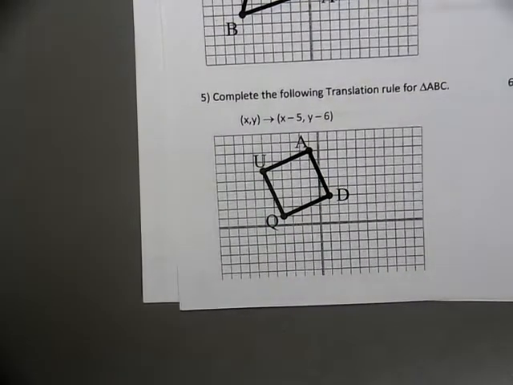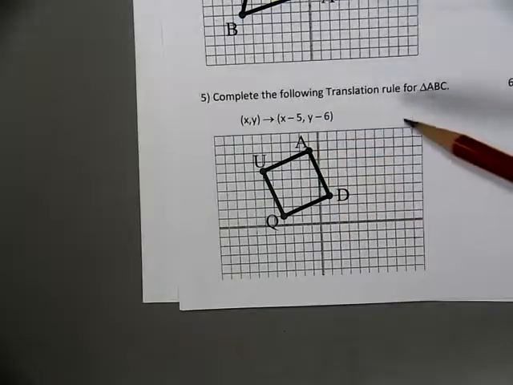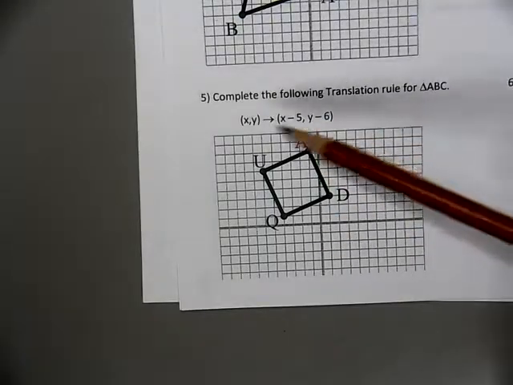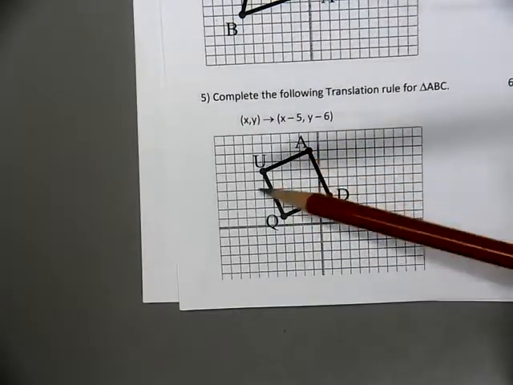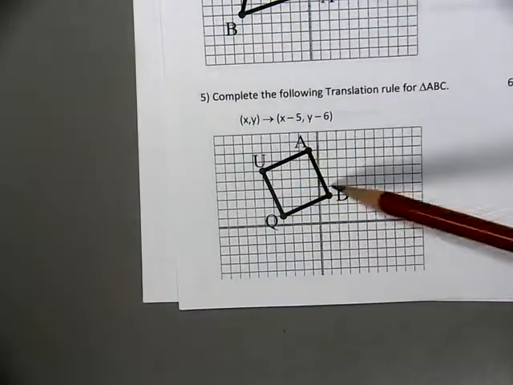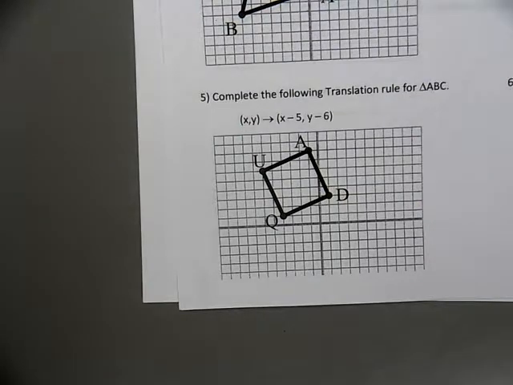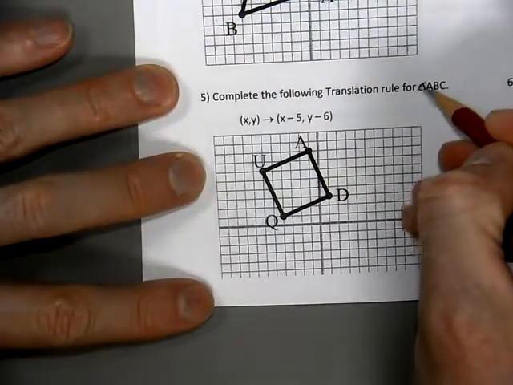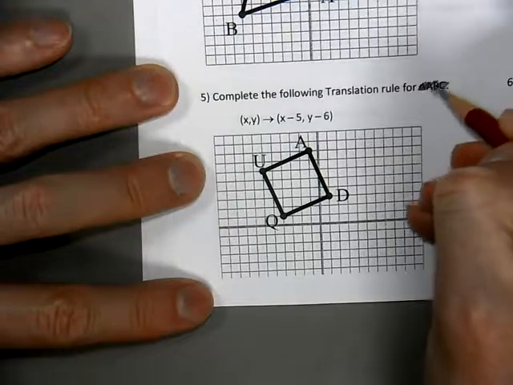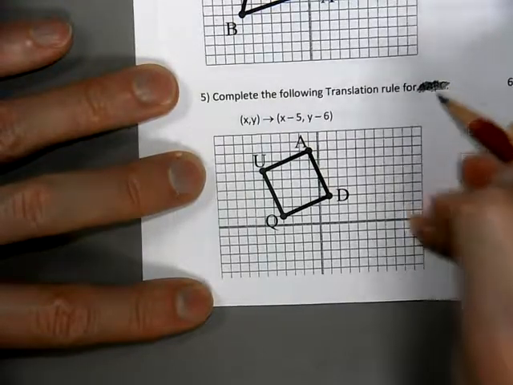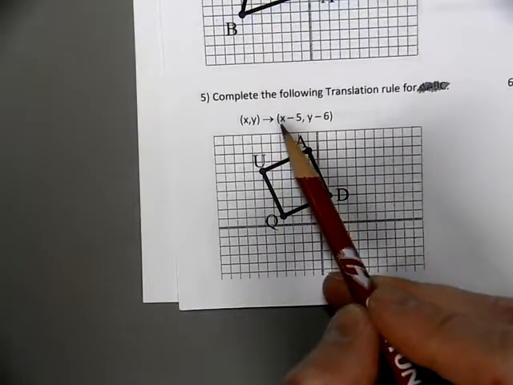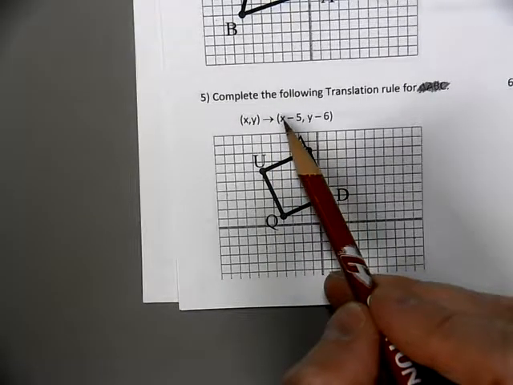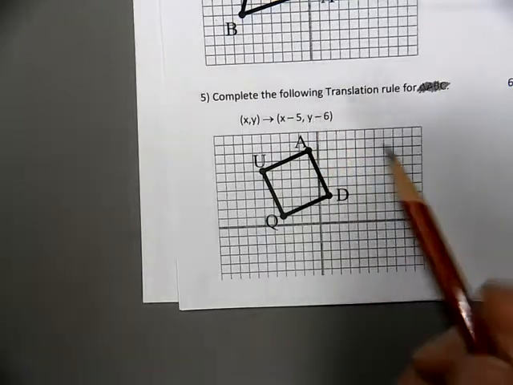Okay, with this one we have an interesting scenario. We have a few extra letters going on here. Complete the following translation. We have a quadrilateral, QUAD. We don't have triangle ABC, so that's not right. But we can still take this quad and we can translate it 5 to the left and 6 down.